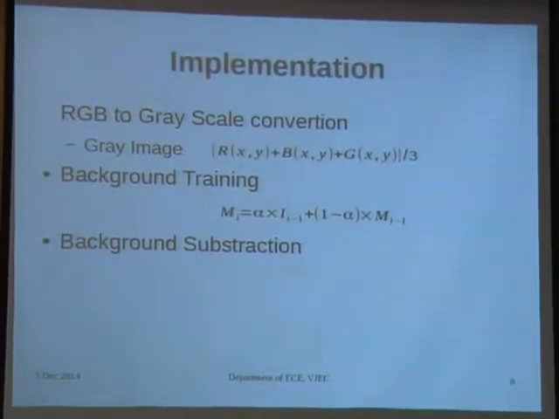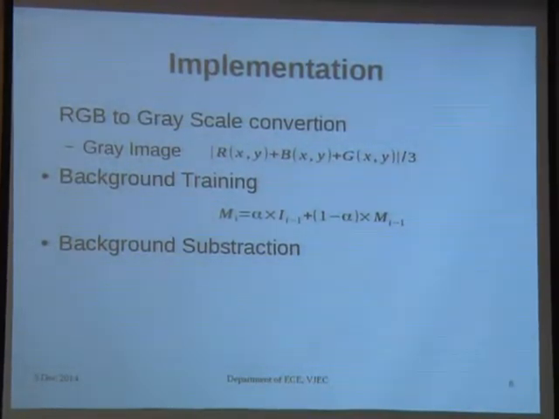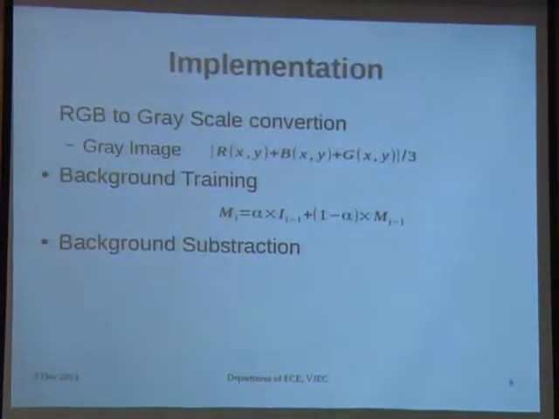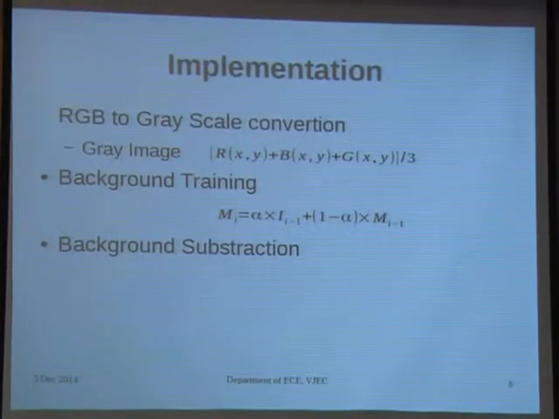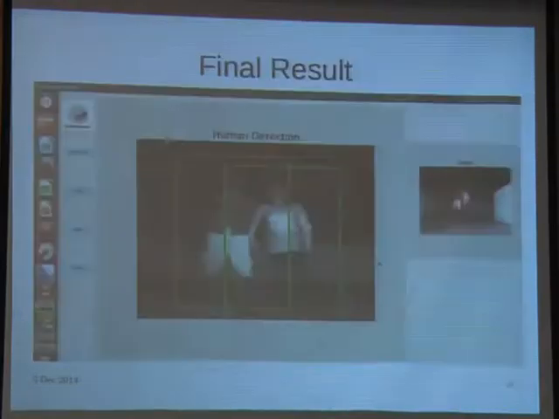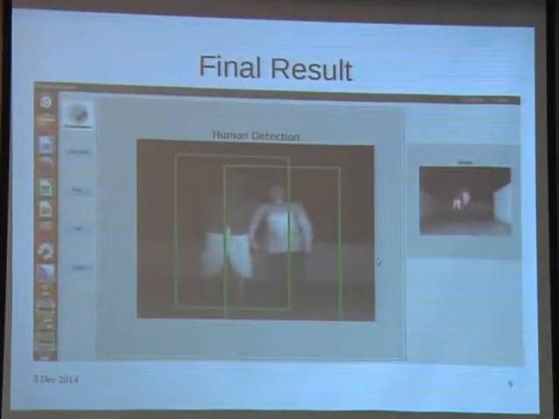The background training equation is like that. I minus 1 is the current frame, and alpha is the percentage that you give to the current frame. And 1 minus alpha is the percentage that you assign for the background frame. A new background M_i is formed at time i. So this is the result that we have obtained for human detection till now.